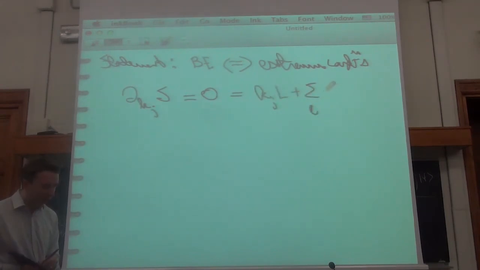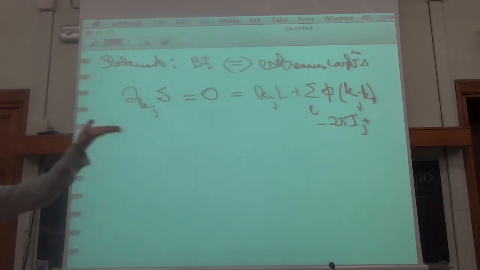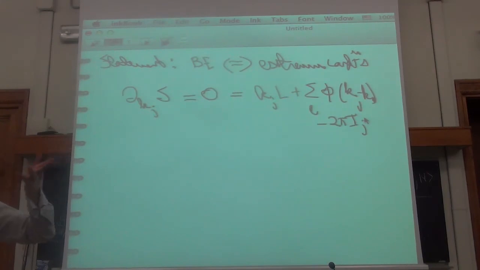summation over l of phi of k_j minus k_l minus 2 pi I_j. Okay, so the Yang-Yang action is an object which takes values in the real numbers, from a field of R^n. And the extremum condition of this action are the Bethe equations. So the Bethe equations are solved at the point where this Yang-Yang action is extremized. We haven't proved yet that it's a minimum.